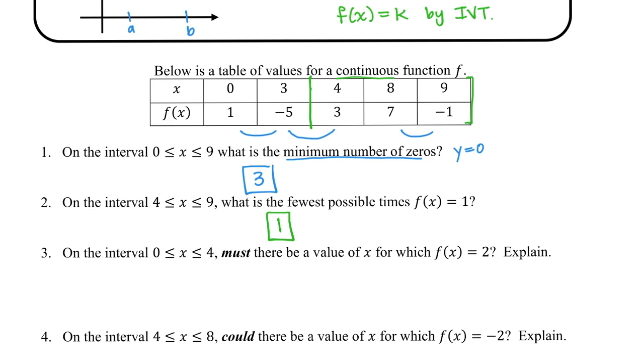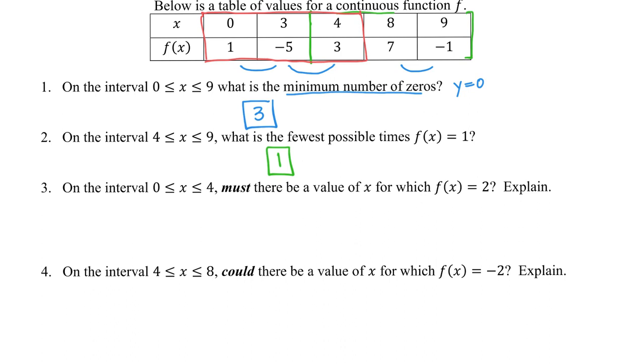Okay, let's look at the next question. From 0 to 4, where 0 to 4 is from here to here. Must there be a value of x such that f of x equals 2? Let's see. From 1 to negative 5, do I have to pass through y equals 2? No, I might, but there's no reason I have to pass through it. From negative 5 to 3, I'm going to have to pass through y equals 2. So must there be a value such that f of x equals 2 on that interval? Yes. Let me justify my answer though.